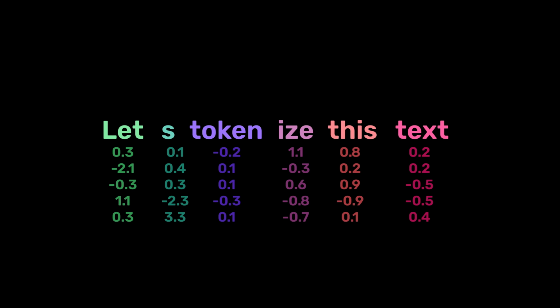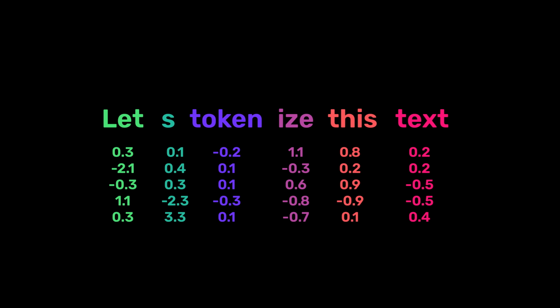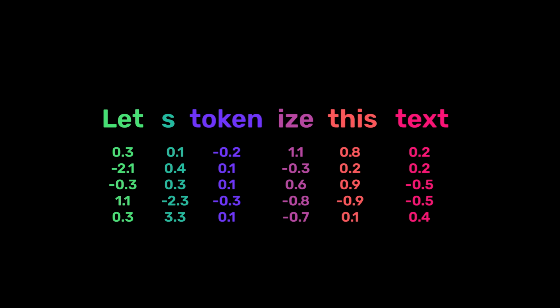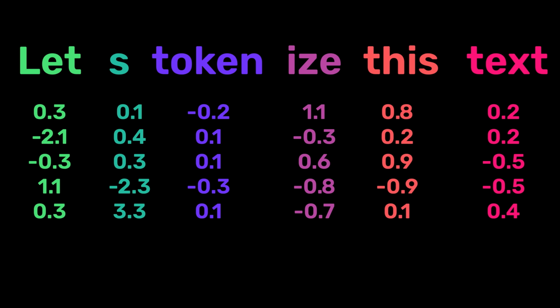To input text to our model, we first need to tokenize it, which means to split it into small chunks and represent each chunk as a list of numbers. Each one of those number lists is called a token embedding. For now, you can think of those numbers as arbitrary, unique numbers that are used to represent every token.